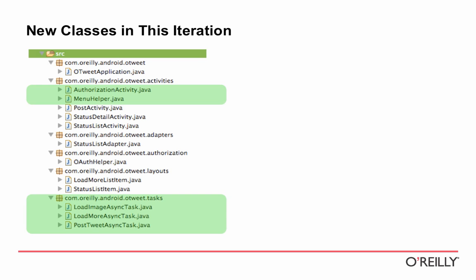So some of the new classes that we'll be introducing are highlighted here. Actually, authorization activity is not new. I'm not sure what the deal is there. I highlighted that one even though it's not new. But the menu helper below it is new. And then all of the classes inside of com.oreilly.android.otweet.tasks are new, and those are the async tasks that we'll be creating today.